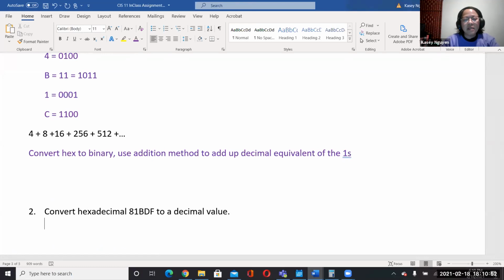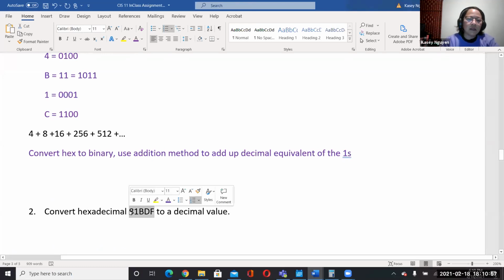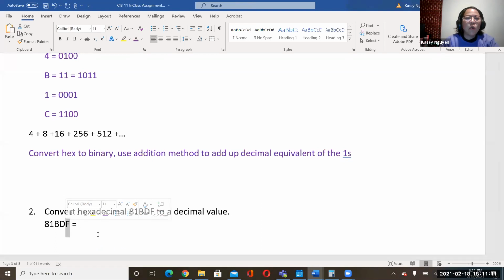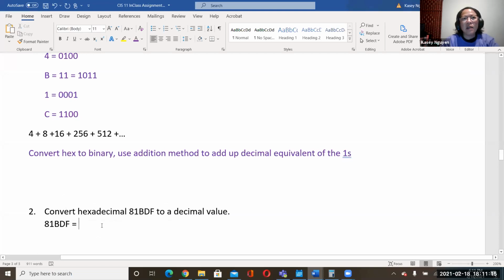The steps in this: you would take the hexadecimal number, I'll copy this and put it in here so you can see. Then you start from the least significant digit, which is the far right, and you go left. Every time you go left, you increment the exponent by 1. So the far right starts with 16 to the power of 0.